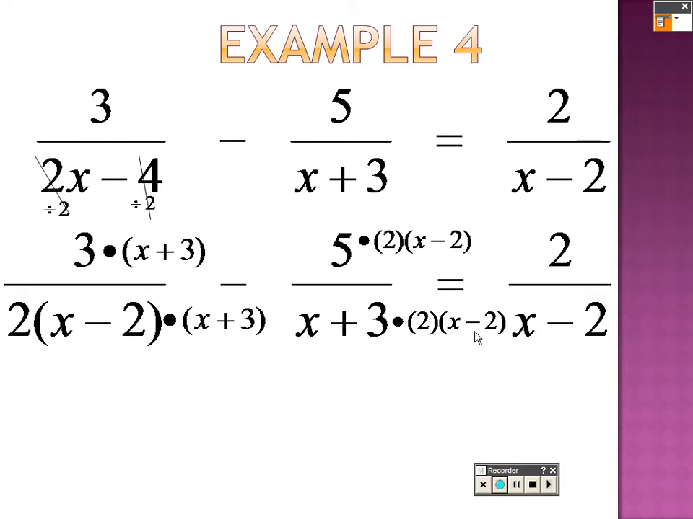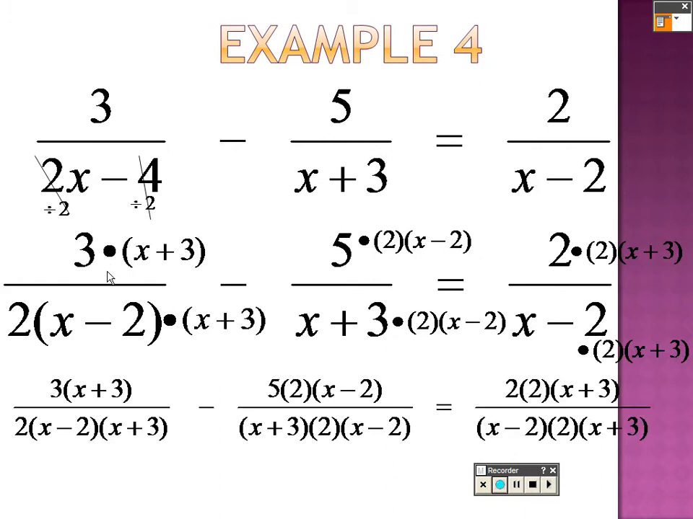But remember, whatever you do to the bottom, you have to do to the top. And this one's missing that 2, and it's missing an x plus 3. So that's why I'm multiplying it by the 2 and the x plus 3. So I end up with a 3 times x plus 3, a 5 times a 2 times an x minus 2, and a 2 times a 2 times an x plus 3. Alright. And all the bases are now going to be the same.